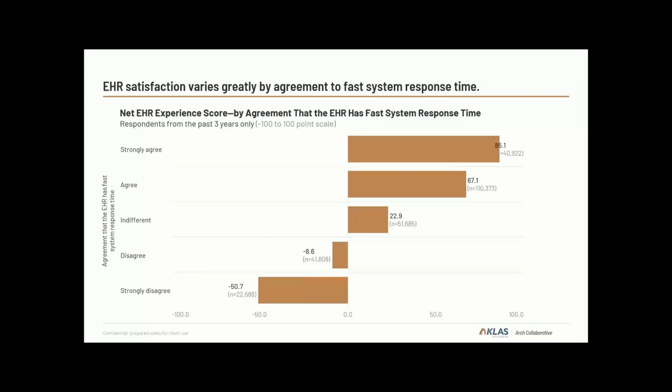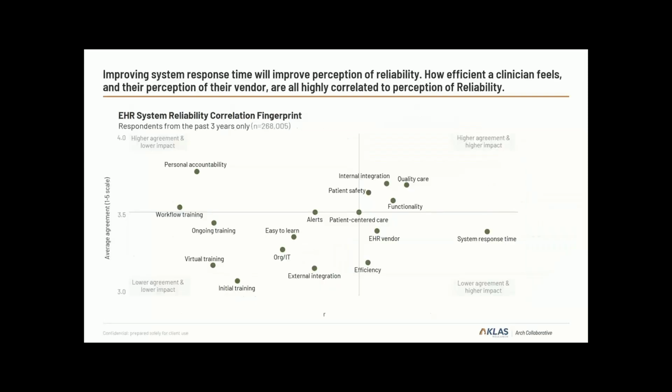Now, it comes down to a 67 if they say agree. If they're sort of indifferent and they're like, it needs some improvement, no matter what else you've done, now you're at a 22.9 score, and then it goes to disagree, it gets to a -8. You actually have a 138-point difference when the clinician strongly agrees that response time is good versus strongly disagrees. This is just staggering.